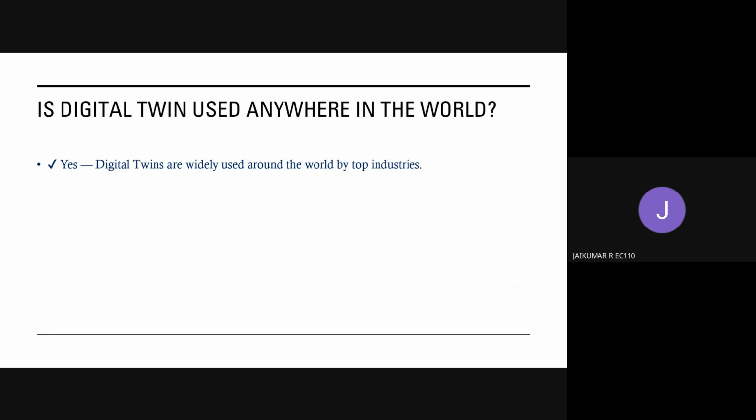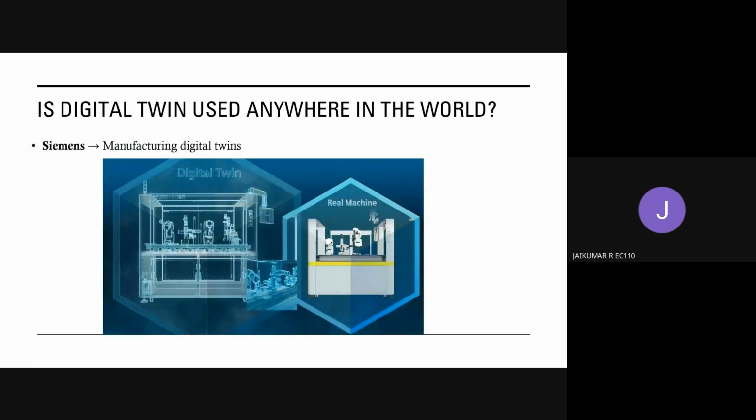Okay, is digital twin used anywhere in the world? Is it virtual, or is it just an idea, or are we using it anywhere? The answer is yes. We are using digital twin in many of the top industries. For example, Siemens. As you see, the real machine, they are making a digital twin of the entire machine. By using this digital copy, they can easily monitor or track the machine functionality.